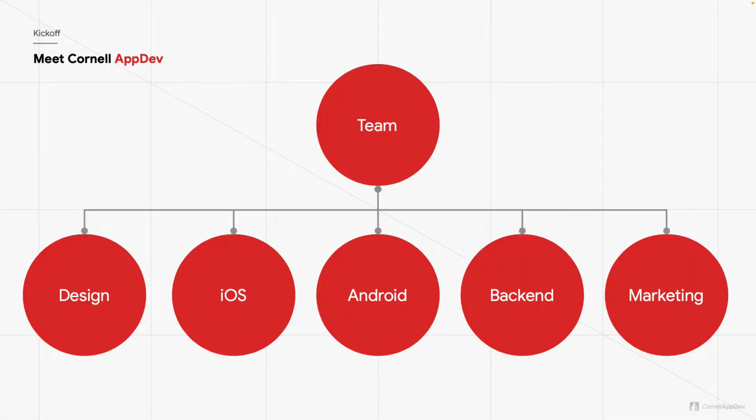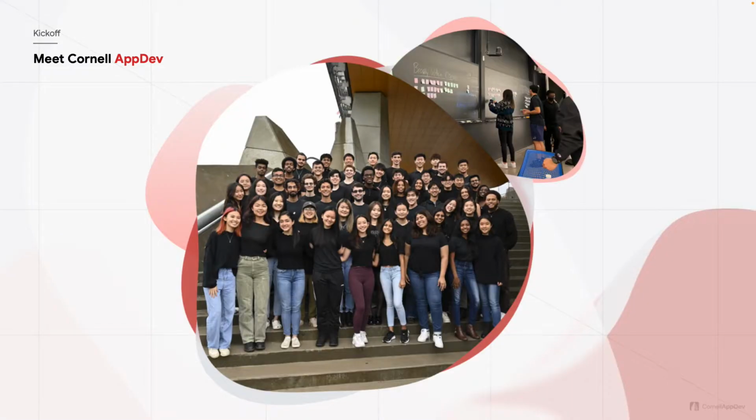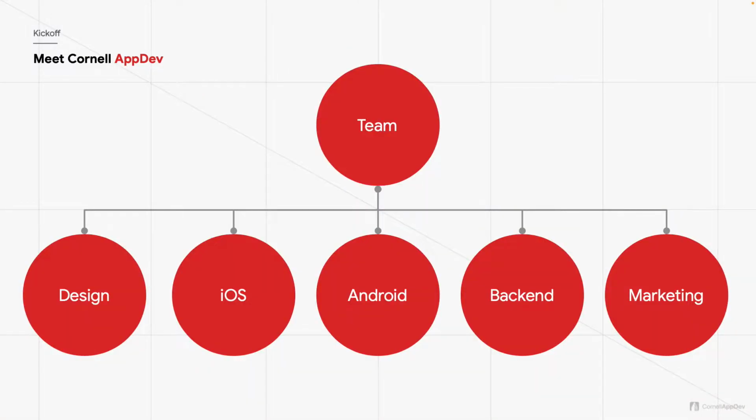Okay, so this is how AppDev is structured, just to introduce our team. As you can see, we're a really loving community of people who love to build applications, and we have 5 sub-teams: design, iOS, Android, backend, and marketing. We also offer courses to the community: a design course, iOS, Android, and backend as well.